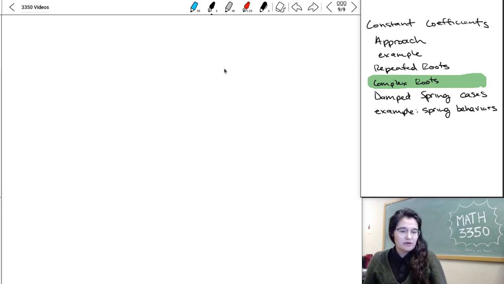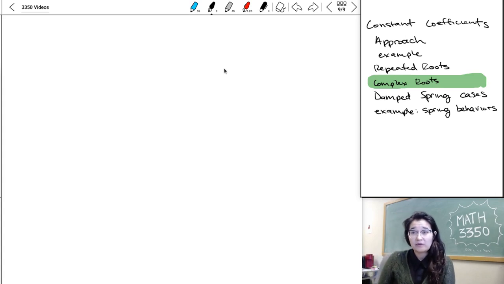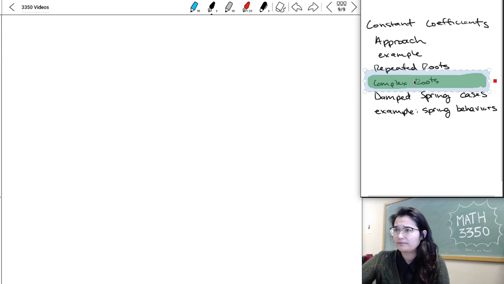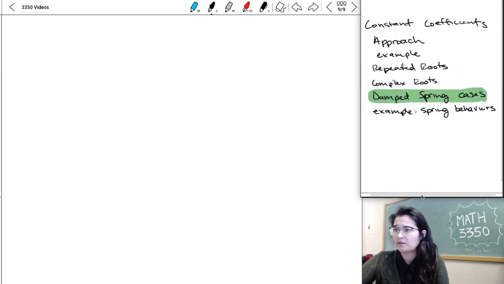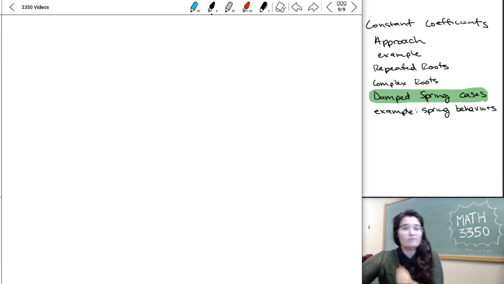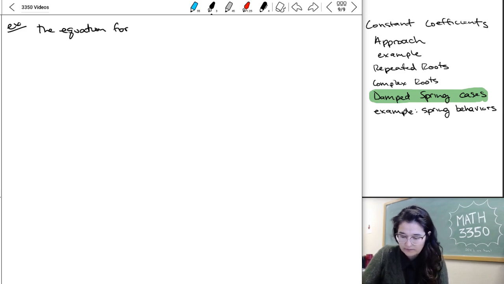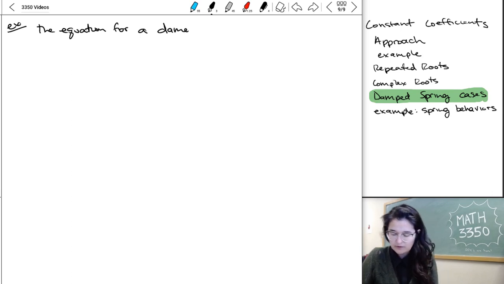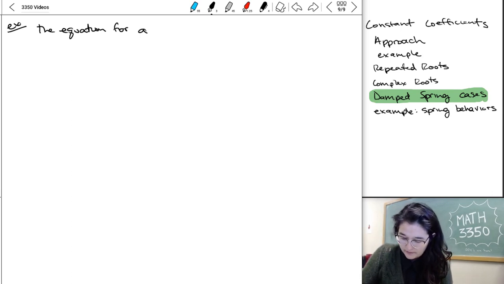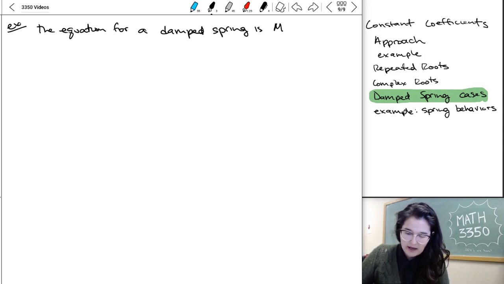I want to set up the general form of the next type of spring equation we're going to work with, and then we'll end up solving it more specifically in the next video. But we want to think about the equation for a damped spring now. It's going to be given by m x double prime plus beta x prime plus kx equal to 0.